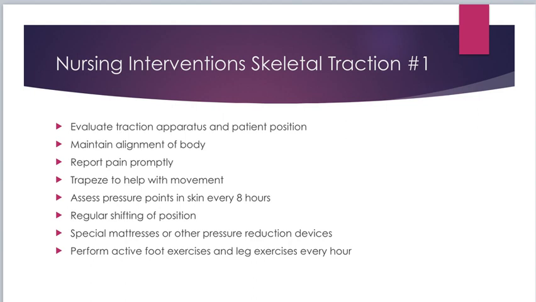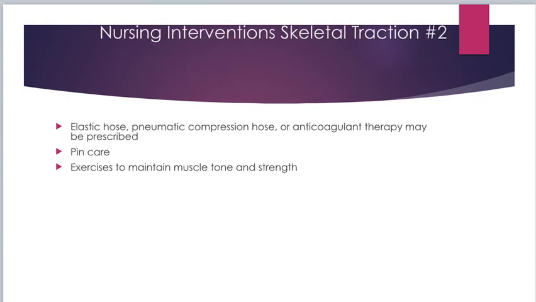Pain must be reported promptly. We use the hand grip or the trapeze to help the patient reposition, and being able to reposition themselves will help relieve pressure points. We do have to assess a patient that's bedbound due to traction for pressure points at least once every 8-hour shift. We're going to use special mattresses, pressure reduction devices, and then we're going to perform foot and leg exercises every hour so that we avoid disuse syndrome.